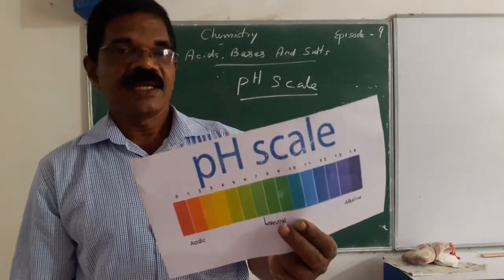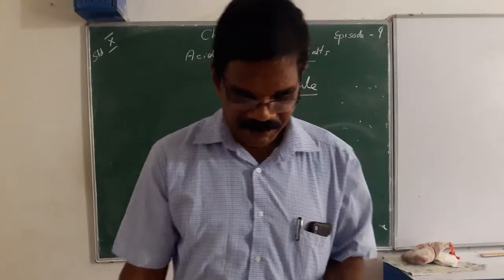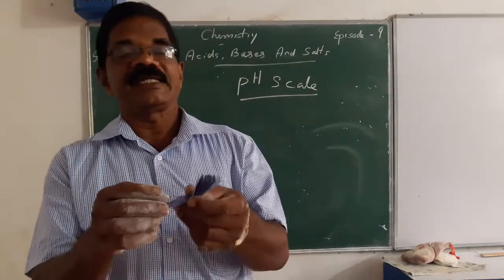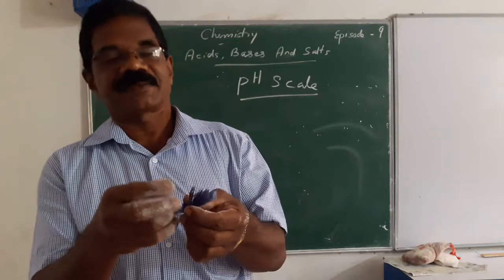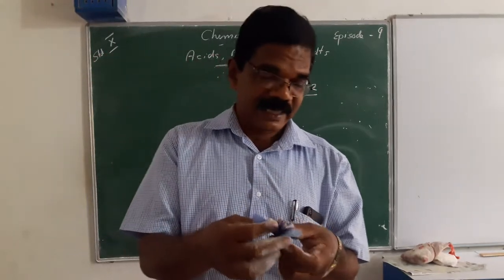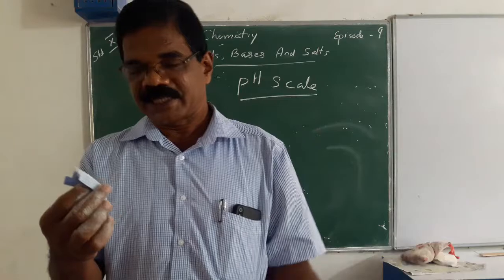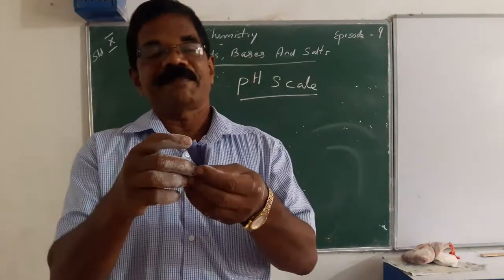Now we can study how to rank the acidity of an alkaline solution. For example, this is the universal indicator we can purchase from the shop. While purchasing it, a color chart is always obtained. This is the color chart. This is the pH scale. We take a paper strip.